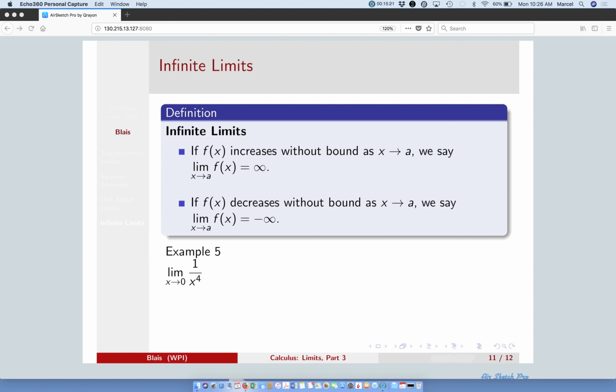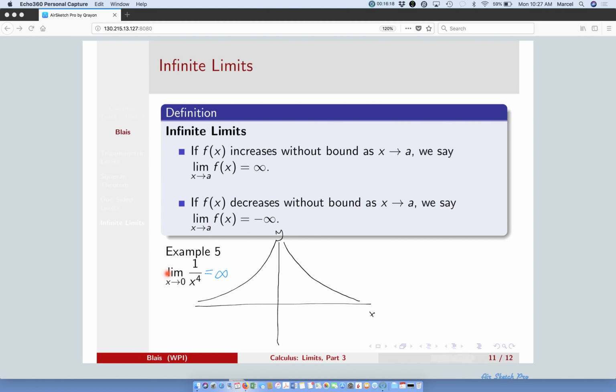A natural example here is 1 over x to the 4th. So let's draw the picture. And 1 over x to the 4th will look like this. And we know that this has this vertical asymptote of the positive y-axis. And this is a case where this limit doesn't exist, but we have this infinite limit. As x is approaching 0 from the right, the function is exploding without bound. As x is approaching 0 from the left, it's exploding without bound. And so we say this has this infinite limit.